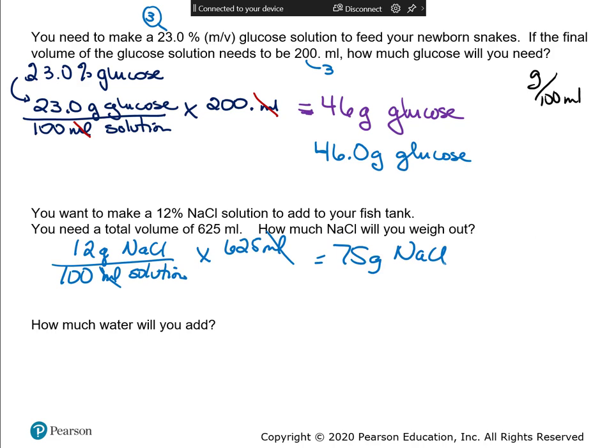How much water? Do you know exactly? Nope. Do you know exactly how much water you put in? No, you really don't. You add enough water to make the volume 625, but the salt takes up some of that space, so you do not know the exact amount.